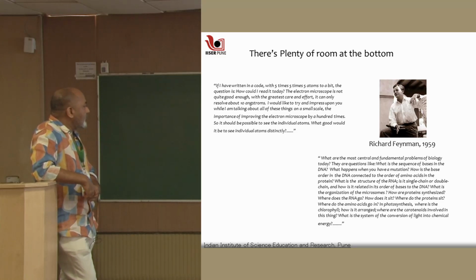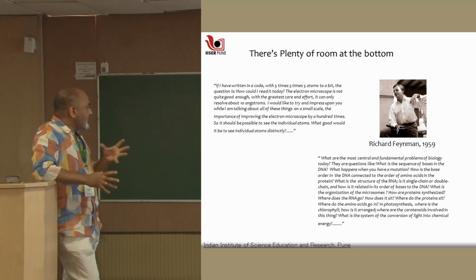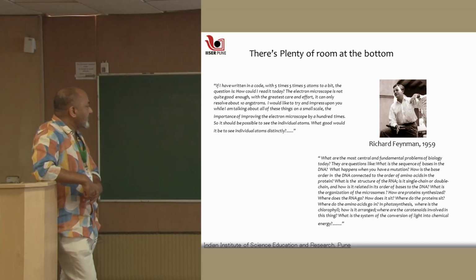How does it sit? Where do the proteins sit? Where do the amino acids go in? So these are all the functional details about inside a cell. In photosynthesis, where is the chlorophyll? How is it arranged? Where are the carotenoids involved in this thing? What is the system of the conversion of light into chemical energy?